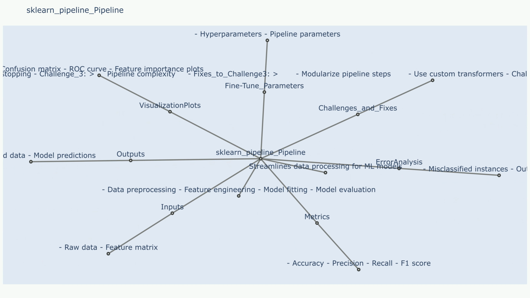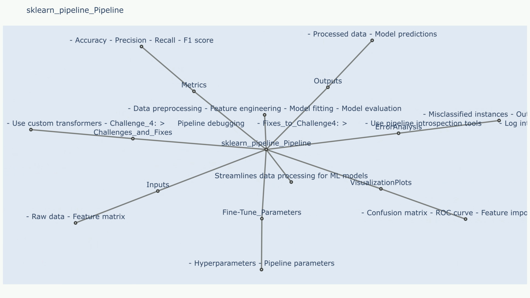Metrics: accuracy for classification problems. This metric represents the proportion of correct predictions. Precision: the ratio of true positives to the sum of true positives and false positives. Recall: the ratio of true positives to the sum of true positives and false negatives. F1 score: the harmonic mean of precision and recall.